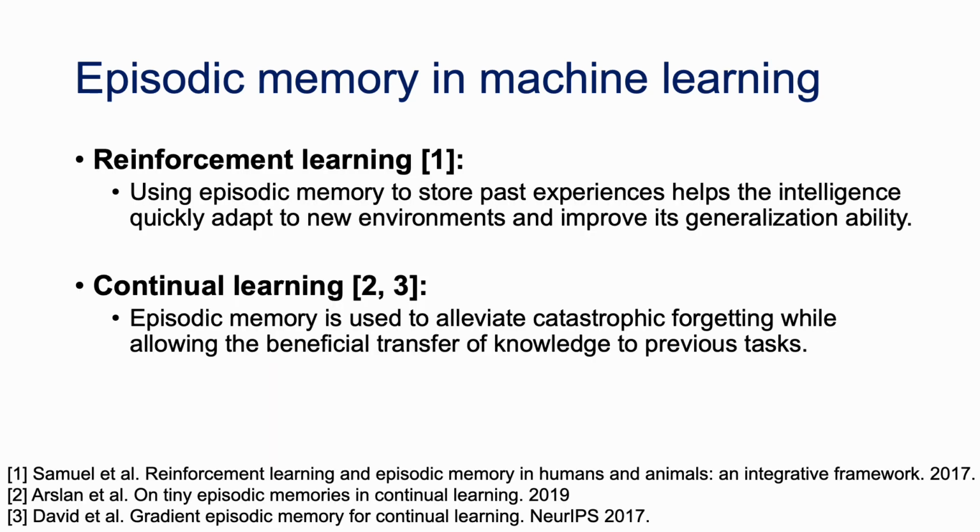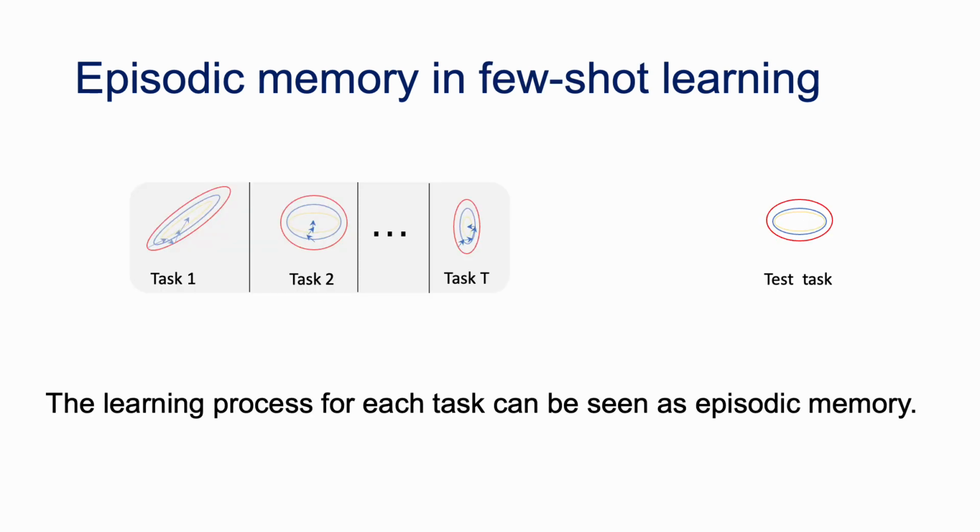Episodic memory has achieved great results in different learning settings, for example reinforcement learning and continual learning. So how do we use episodic memory in few-shot learning? We can treat the learning process of each task as episodic memory, and then use the most similar meta-training task to teach the test task how to update its model.